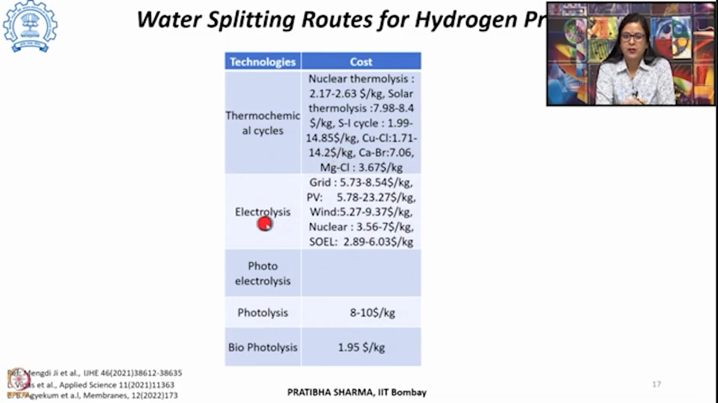When electrolysis is from grid electricity, then $5.73 to $8.54 per kg. From PV $5.78 to $23.27 per kg. From wind $5.27 to $9.37 per kg. Photolysis $8 to $10 per kg. Biophotolysis $1.95 per kg. So these are roughly the costs of hydrogen production through all the routes which we have studied in this course. Now I will quickly look at the Indian context.